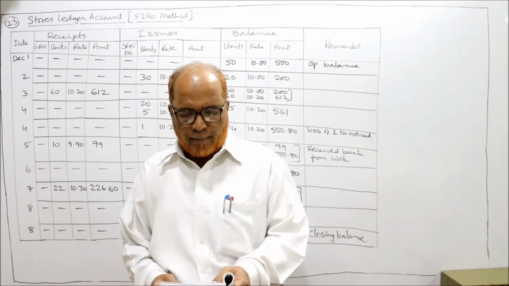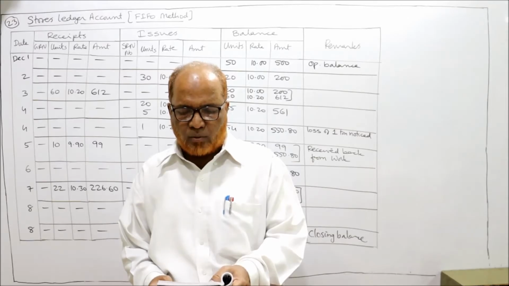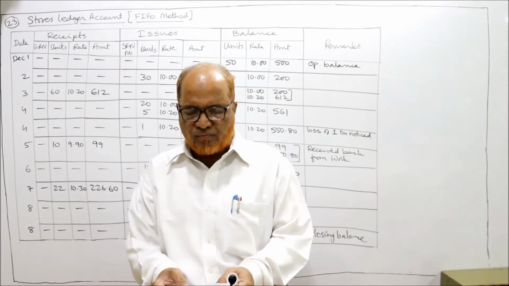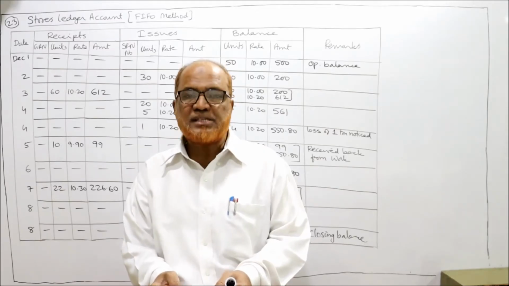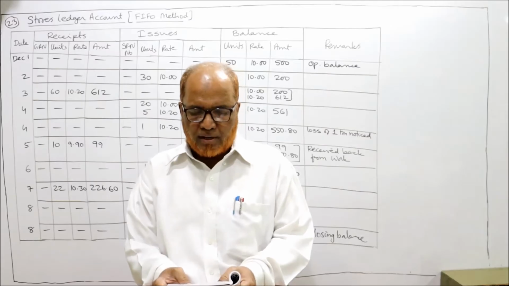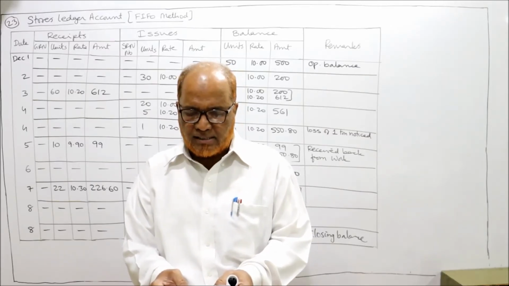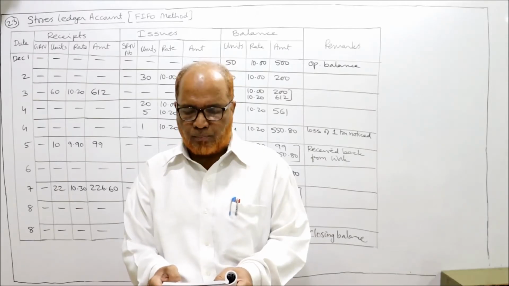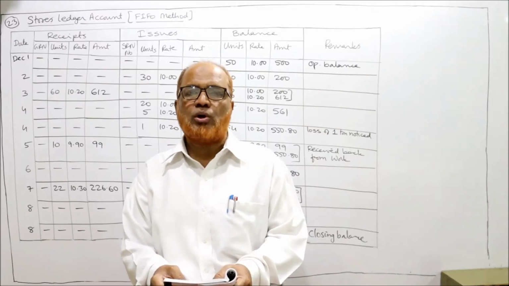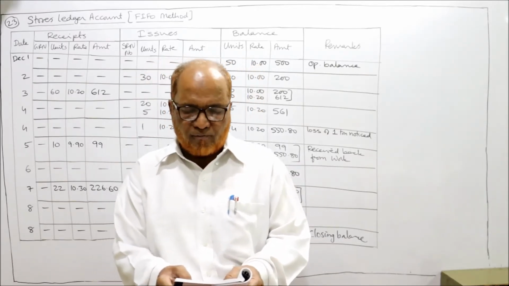23rd, I'm reading out. The following is the record of receipts and issues of certain material in a factory during a week. December 1st, opening balance 50 tons at rupees 10 per ton. Opening balance will be taken only in the balance column. December 2nd, issued 30 tons. December 3rd, 60 tons at rupees 10.20 per ton. Then December 4th, issued 25 tons. Stock verifier reveals loss of 1 ton.